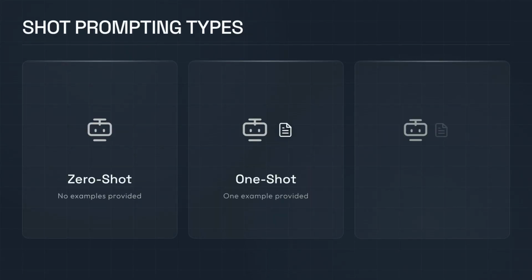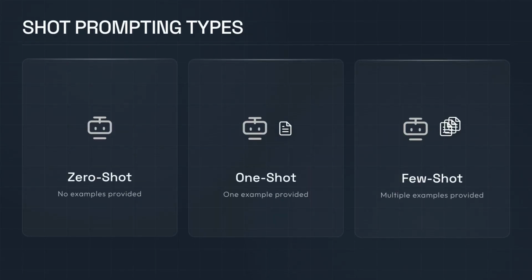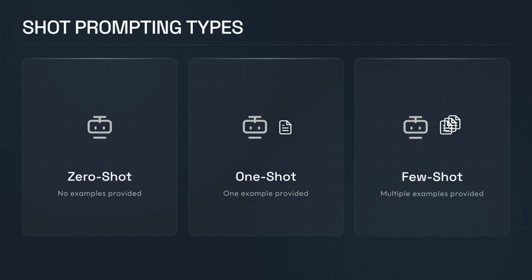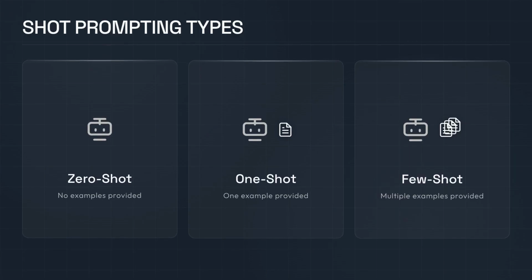Now let's look at another critical prompt engineering concept: the number of examples you provide to the AI model. This is categorized as zero-shot, one-shot, and few-shot prompting. Zero-shot means asking the model to perform a task without providing an example. One-shot provides exactly one example to establish the format, and few-shot provides several examples to demonstrate complex edge cases.